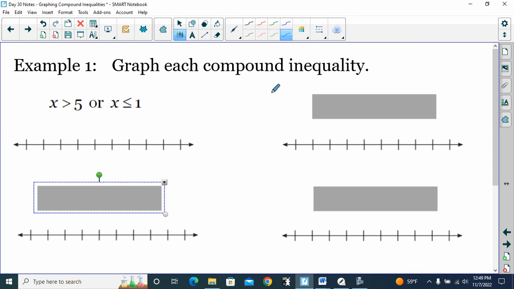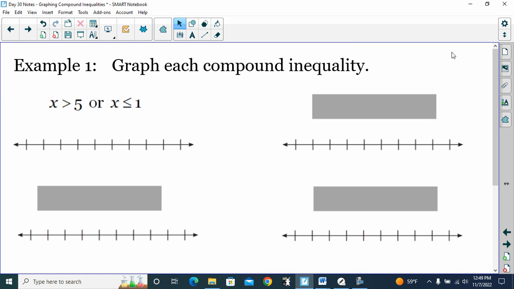So let's take a look at what we've got here. Example 1 asks us to graph each compound inequality. The first one that is given says x is greater than 5 or x is less than or equal to 1. So we need to make sure we have 1 and 5 both on our graph.